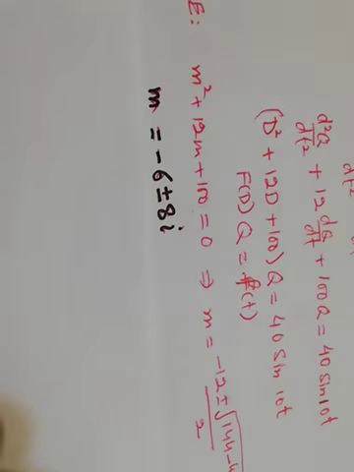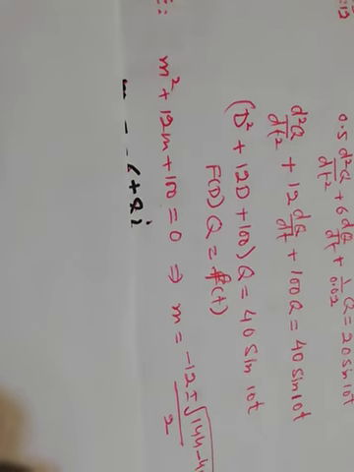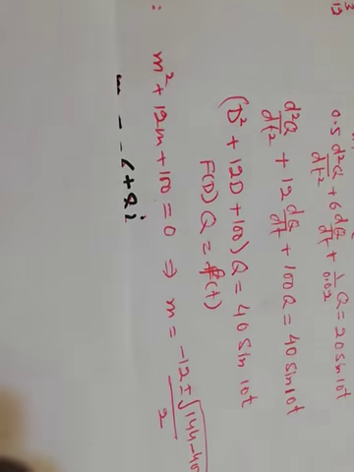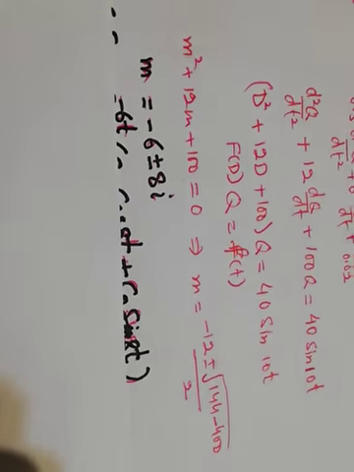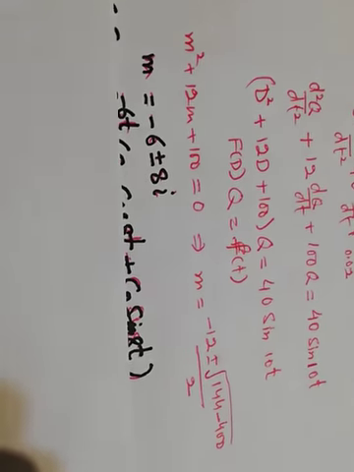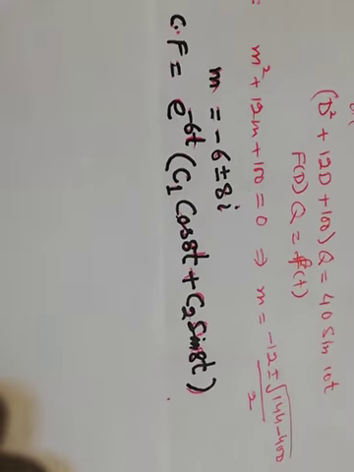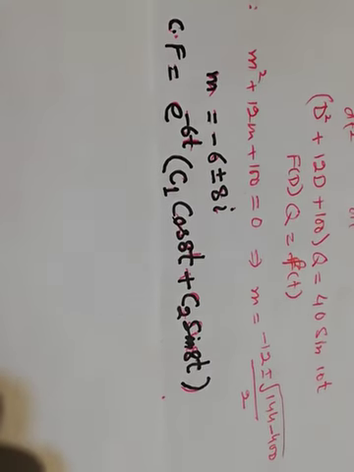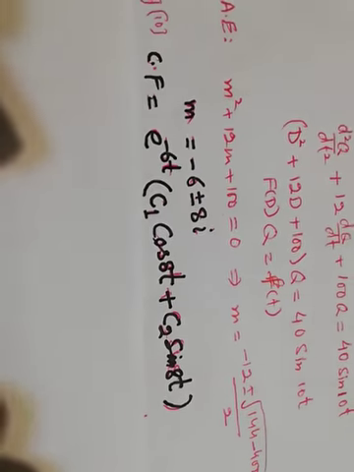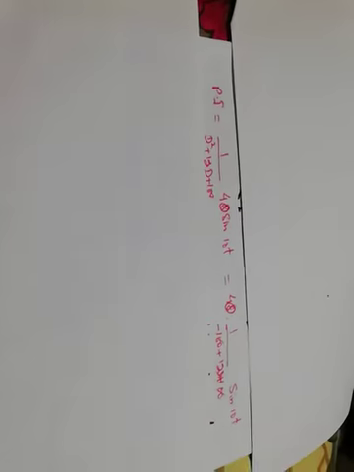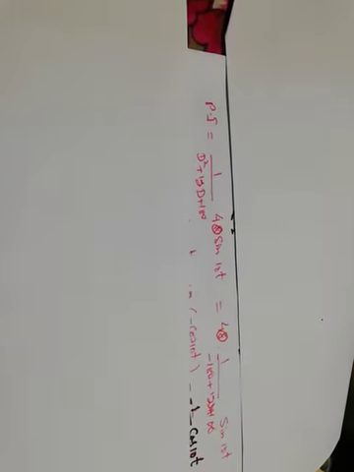Now the auxiliary equation, which you have already learned how to construct, is m squared plus 12m plus 100 is equal to 0. From that auxiliary equation we get the roots minus 6 plus minus 8 iota, which are complex. The complementary function then will be e raised to power minus 6t times (c1 cos 8t plus c2 sin 8t). We are done with one part of the solution, which we obtained from the auxiliary equation.